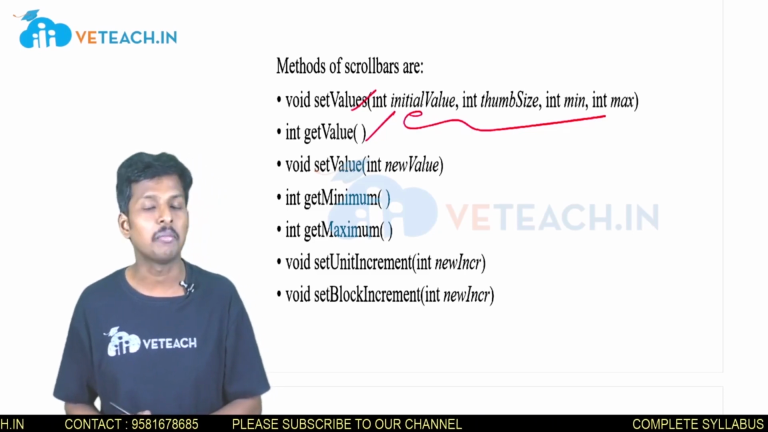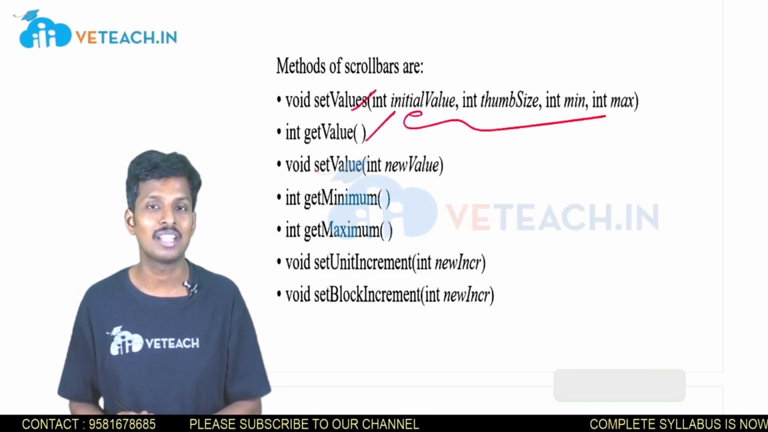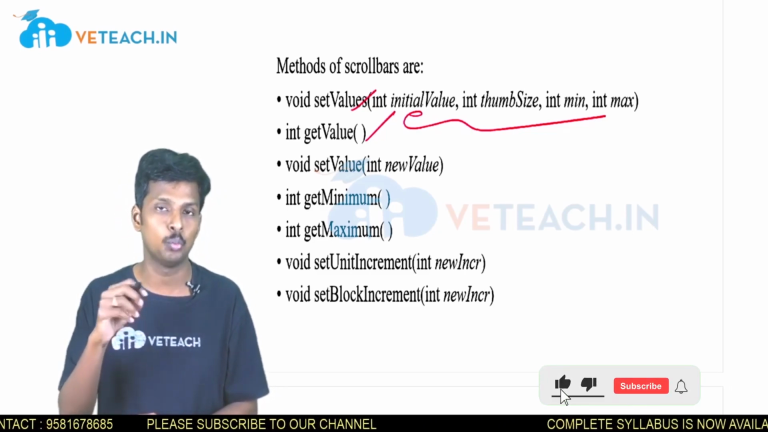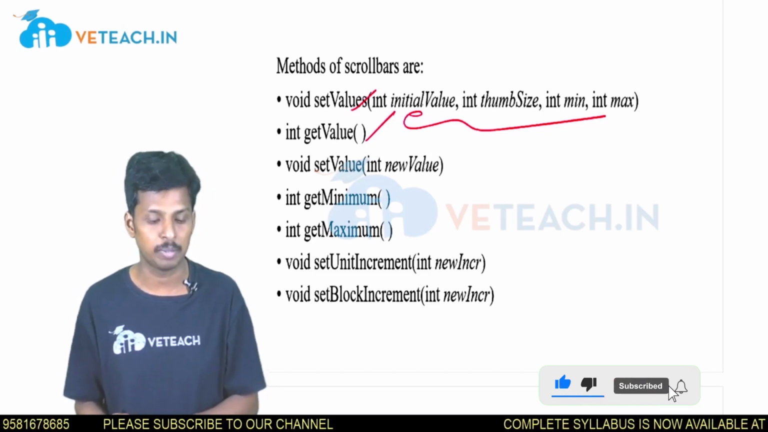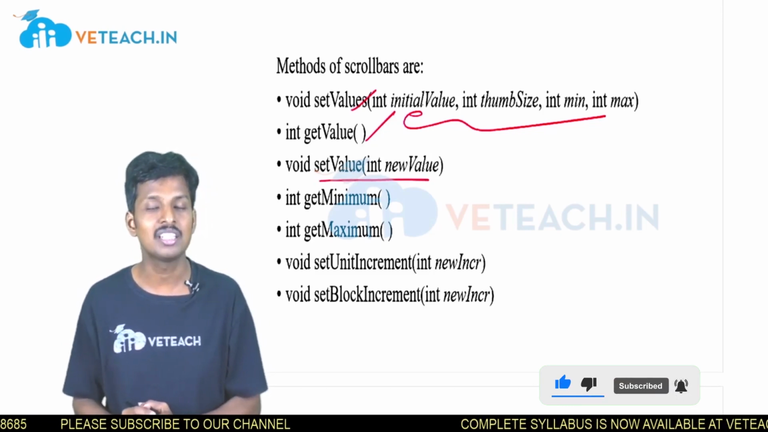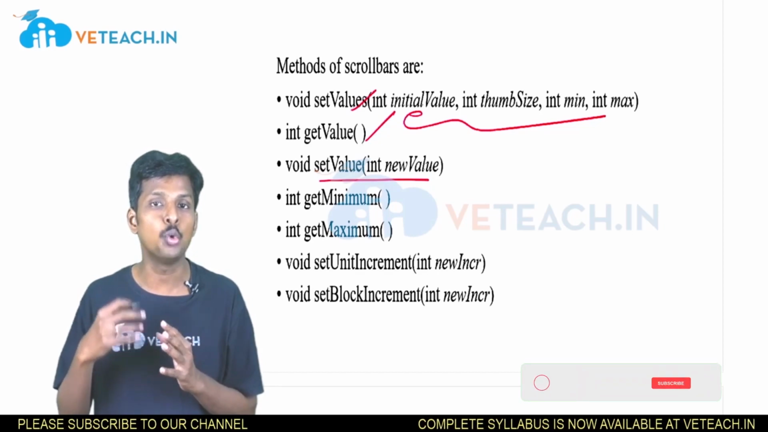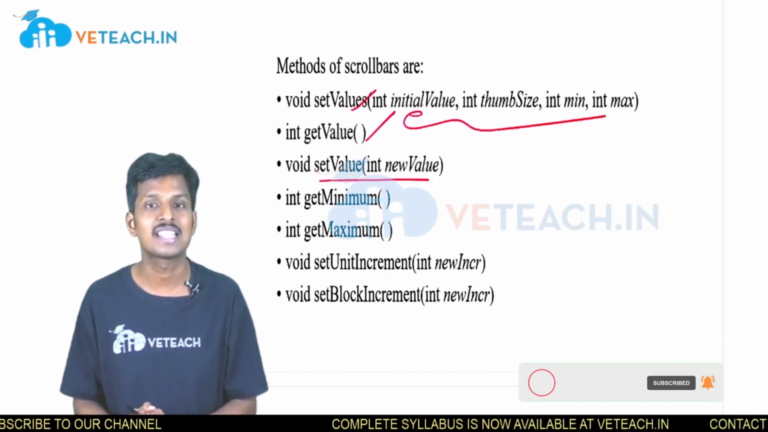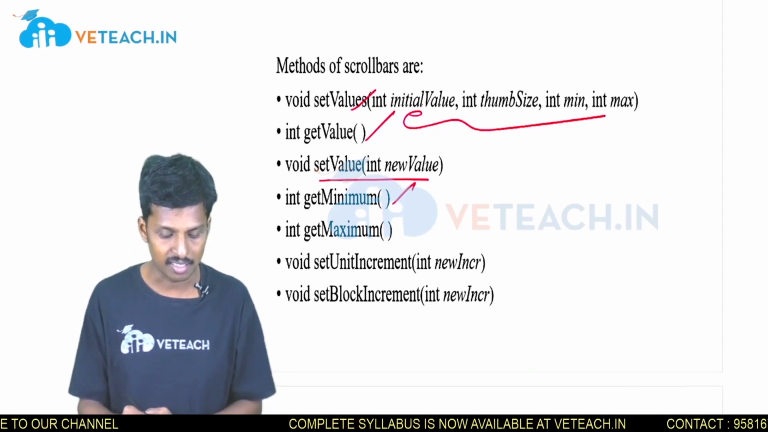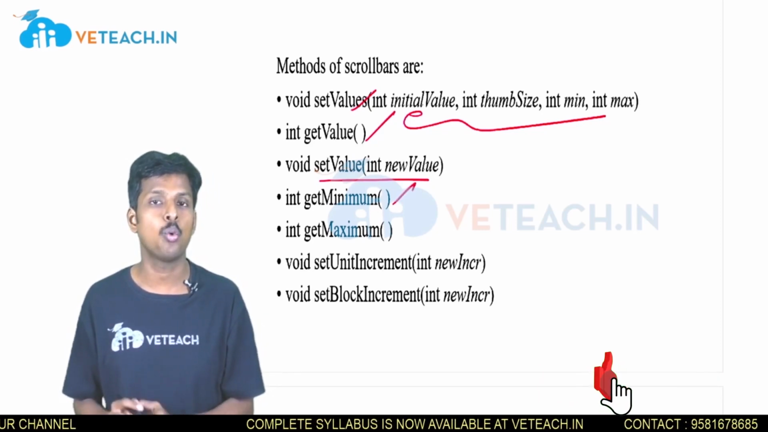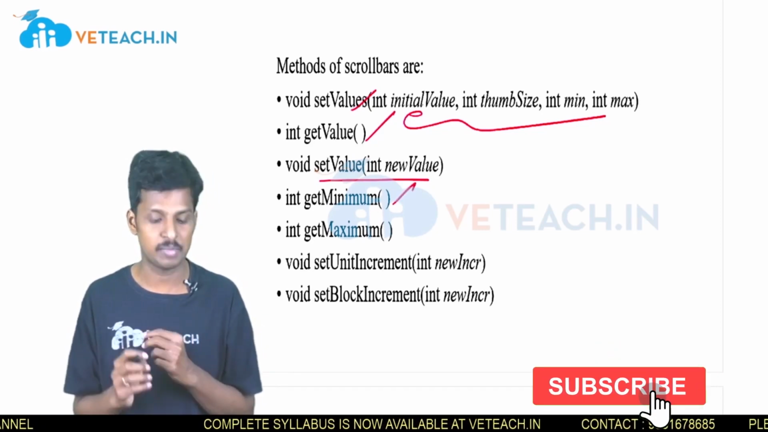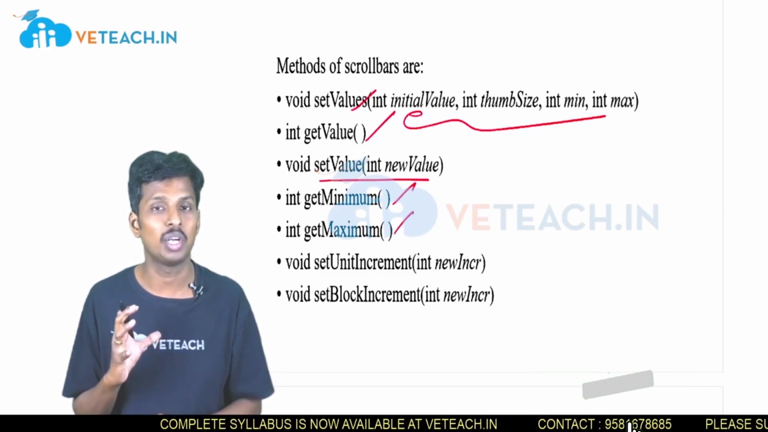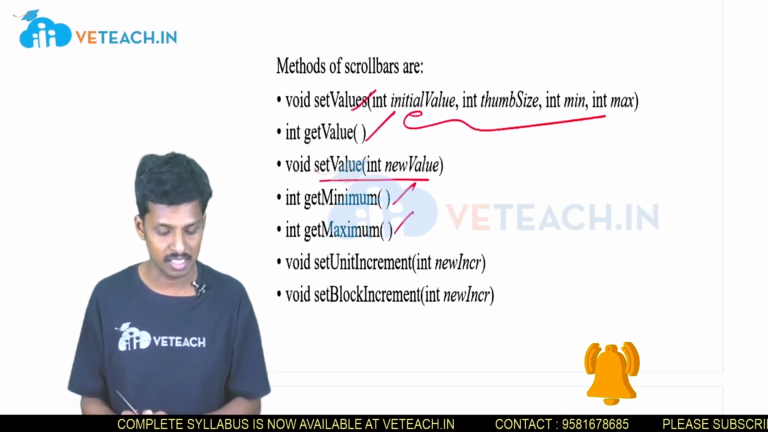Next, int getValue. getValue is used to know the value where the scroll bar is as it moves from one place to another place. setValue of int newValue: if I want to place a new value for the scroll bar, where it has to be placed, we can use setValue. Next, getMinimum, which is used to know the minimum value of the thumb size. getMaximum is used to know the maximum value of the thumb size.